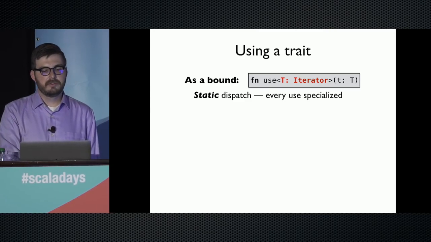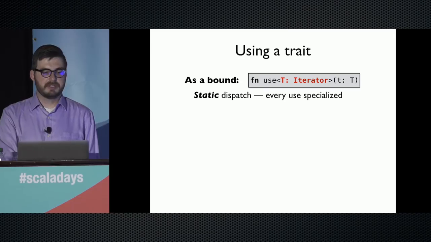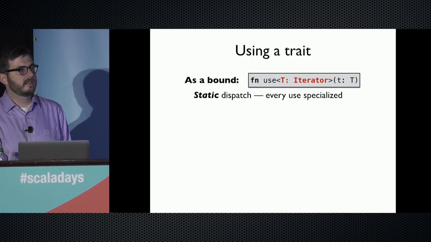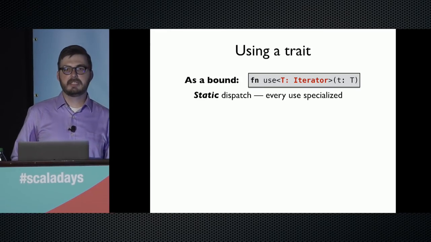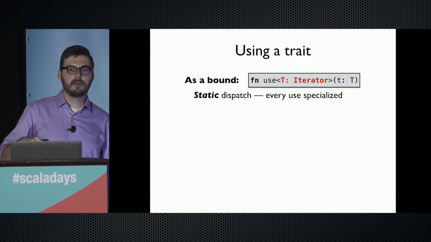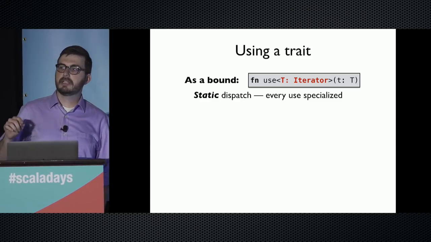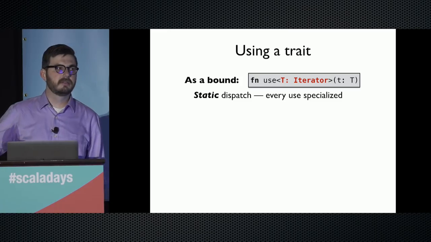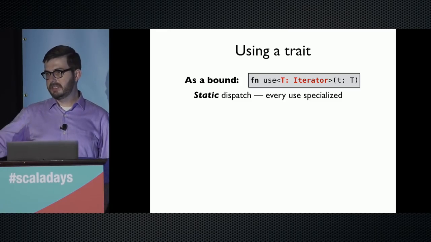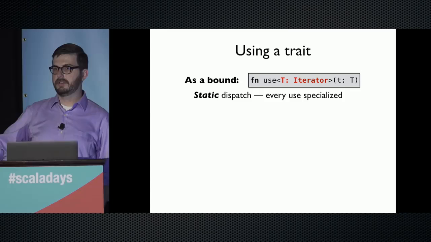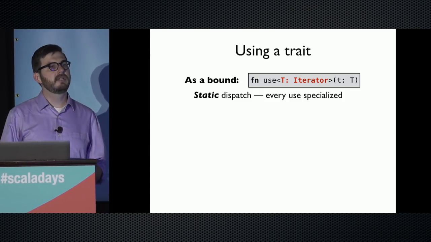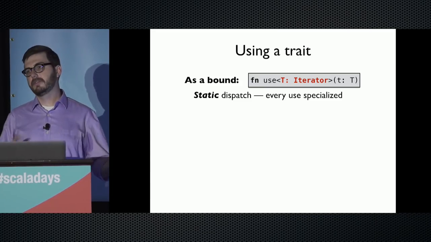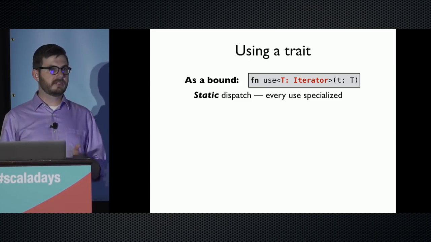You can use it as a bound, so that's when I'm saying, please give me a type T that implements the iterator trait. In that case, I get static dispatch. So what that means is, every time the use function is called with a different T, the compiler will actually generate fresh code that's specialized to that particular T. Now, of course, the JVM does this kind of thing automatically for you, but there are limits. And sometimes when things get large, you hit those limits, and all of a sudden your performance falls off a cliff. With Rust, it's guaranteed.